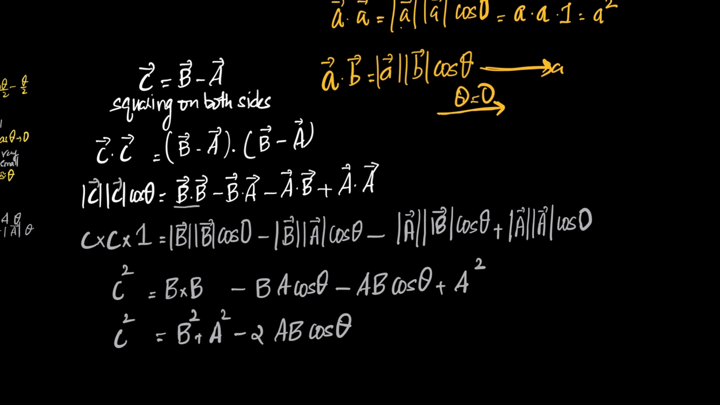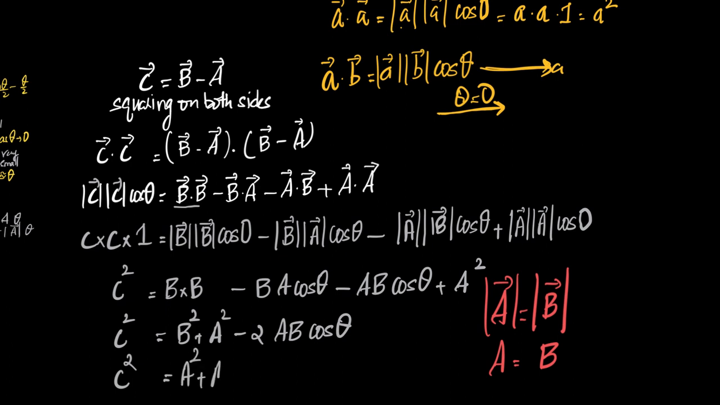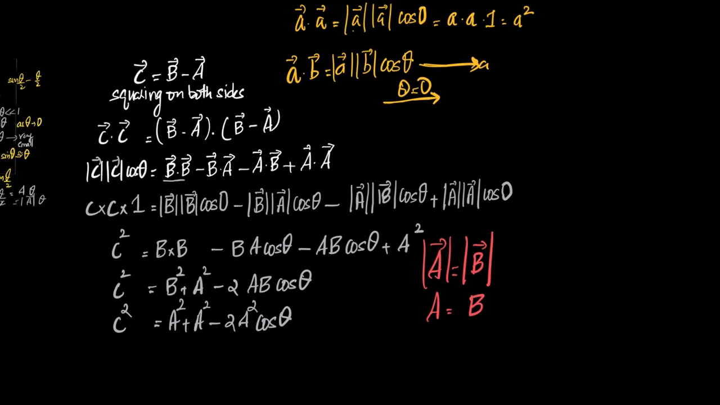Now since the vectors are rotated here, we know that modulus of a is equal to modulus of b, which means a is equal to b. Therefore this becomes c square is equal to a square plus a square minus 2a square cos theta, and the rest follows the very same.